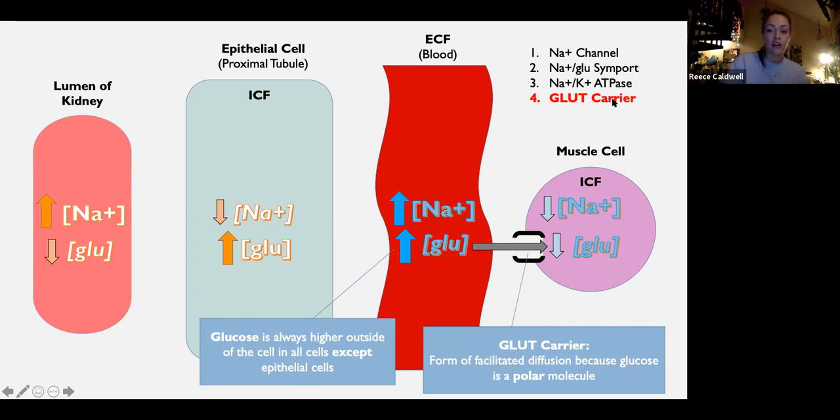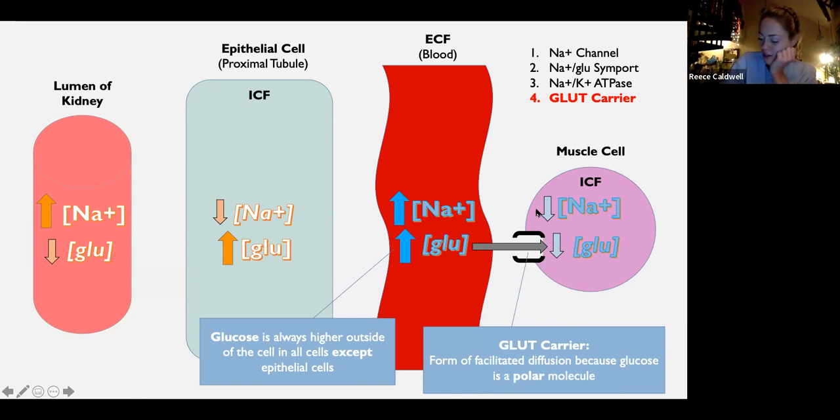It is a carrier, so it can be saturated. And this is all because glucose is a polar molecule. So even though we're using some form of passive transport, because we're moving from high to low, it is facilitated diffusion, which is still passive. We just need some type of opening of that cell to get that glucose through because it's a polar molecule.